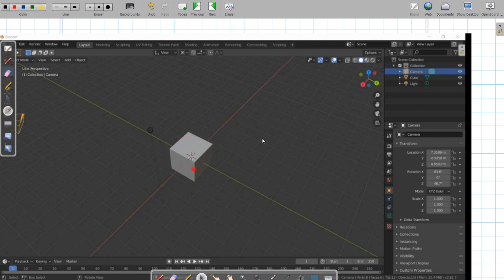Now, can you imagine the direction of the z-axis? Yes, it must be in this direction. Sorry, yes, in this direction.